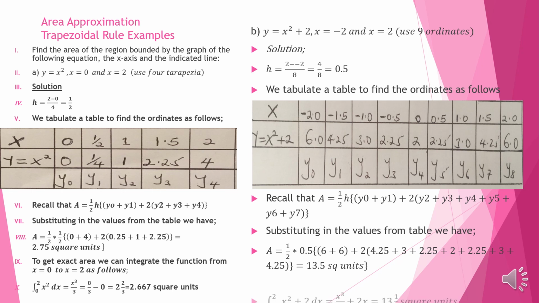The same answer can also be confirmed by using the integral approach, by integrating that function and then substituting the limits from -2 to 2. We get the exact answer being 13.33, or 13 and a third square units. So remember, the approximated answer gets closer to the exact answer, and this can be achieved if we use more and more trapezia.